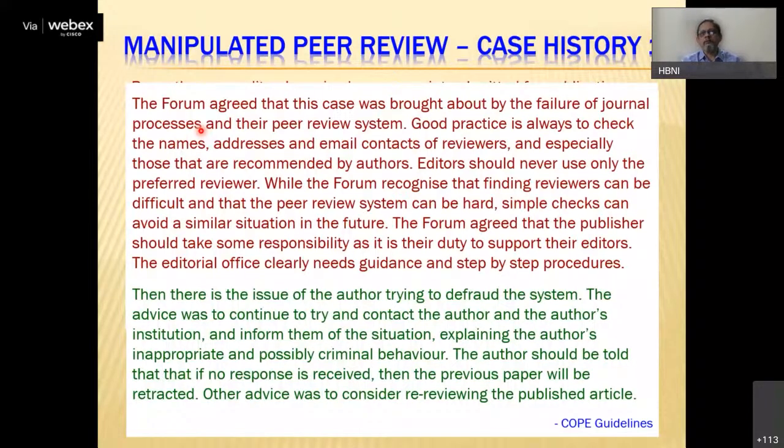Why is it criminal? Because he is actually committing a fraud of identity. The author should be told that if no response is received, then the previous paper will also be retracted. Or the other advice was to consider re-reviewing the published article again.